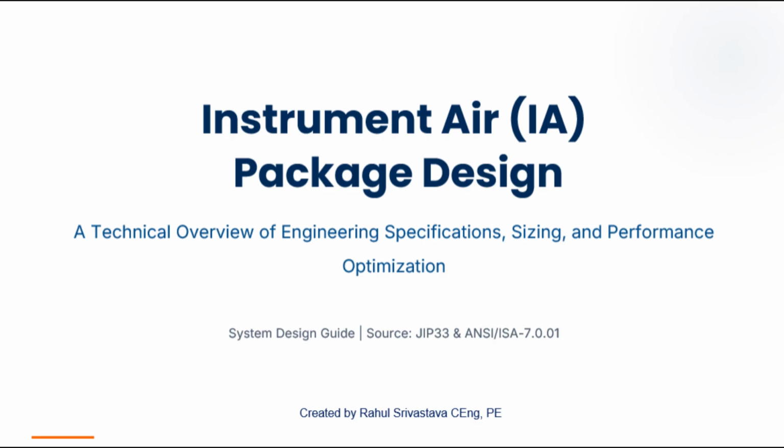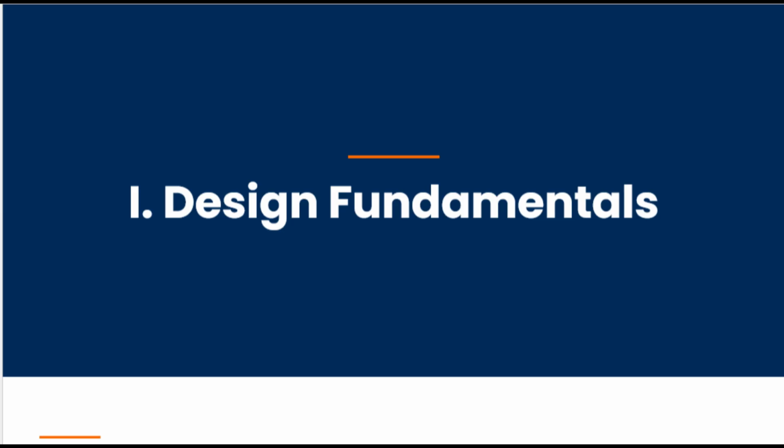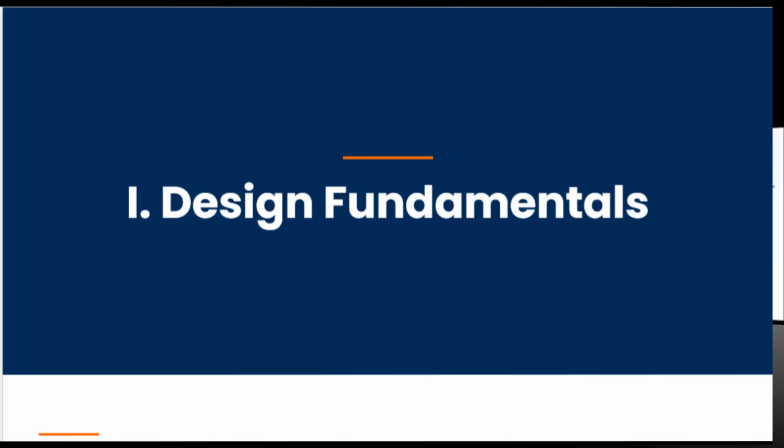In this deep dive, we walk through the engineering rationale behind instrument air package design, anchored to JIP 33 and ANSI/ISA 7.0.01, the two specs you will hit on any real project. Before we touch sizing math, let's lock in the design fundamentals. What an IA package actually is, what air quality it must deliver, and which standards govern that quality.